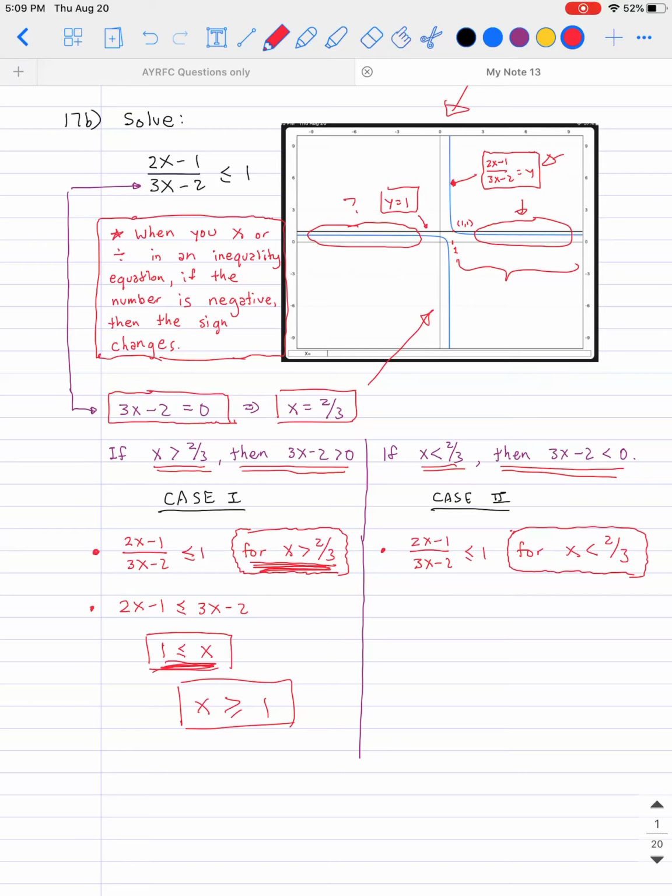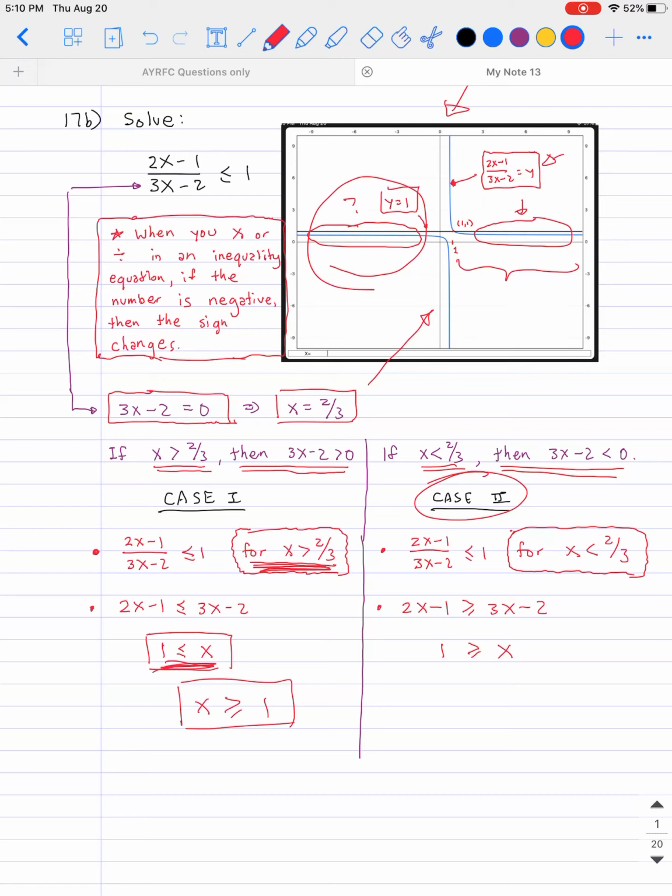But now let's consider what happens if x is less than 2/3, which is basically case 2. If I take my inequality and multiply to the other side, I'll get 2x minus 1 is then greater than or equal to 3x minus 2. Note again, because x is less than 2/3, I have to switch the inequality, because the denominator is going to be negative. Now, solving this will give me my other solution set, over here on the left-hand side. Cleaning up the algebra, moving the 2x over to the other side, we get x is less than or equal to, move the 2 over to the left-hand side, 1.